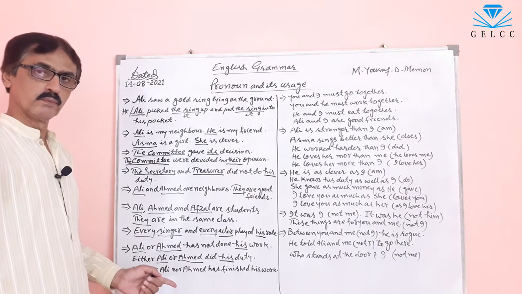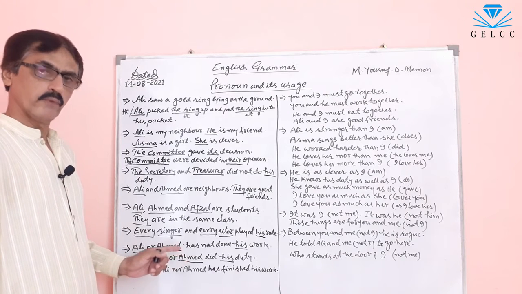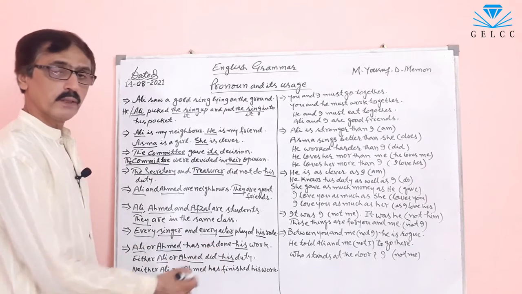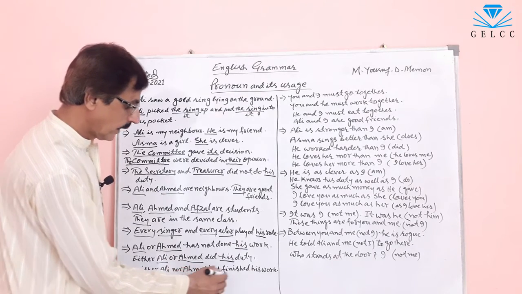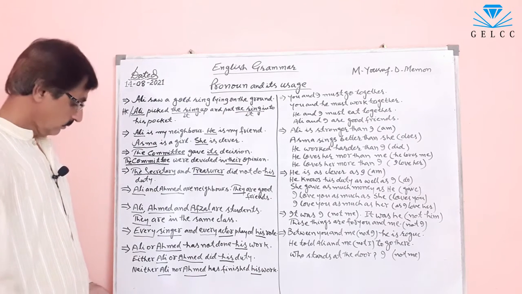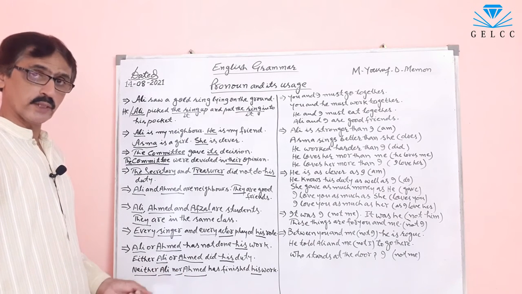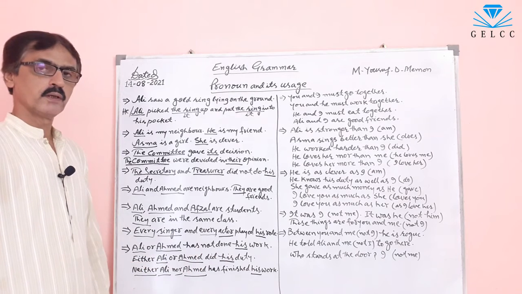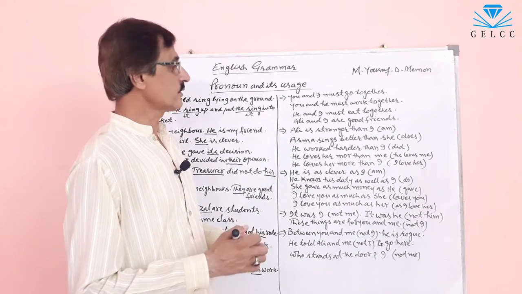Means one of the two. Either Ali or Ahmed, one of the two has done his duty, did his duty. So the pronoun will be singular. Neither Ali nor Ahmed has finished his work. Same case. The pronoun will be singular. If the two nouns are joined by neither nor, either or, then the pronoun will be singular. Understand? Now, look at these examples.